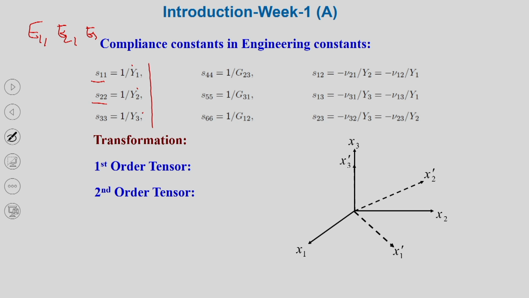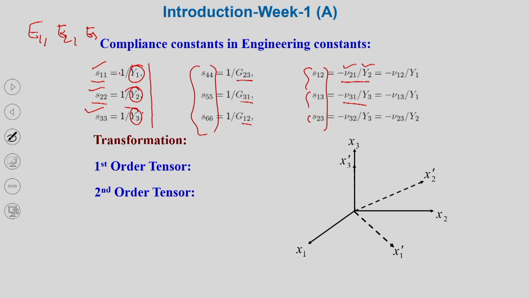So, if you know the engineering constants, because students are generally aware of the Young's modulus, not of these compliances, we can obtain these compliances if we take 1 over Y1, 1 over Y2, 1 over Y3. Similarly, if we know the shear modulus, we can obtain the compliances S44, S55, S66. S12, S13, S23 can be obtained using the Poisson's ratio.